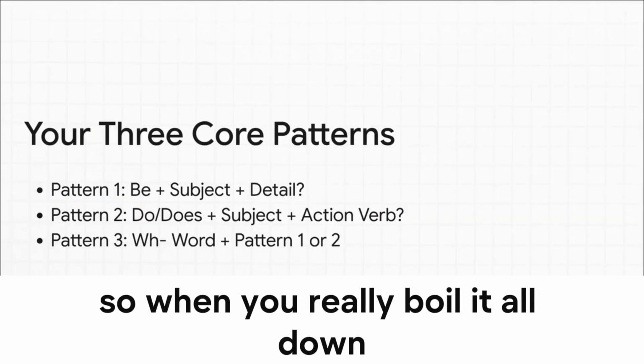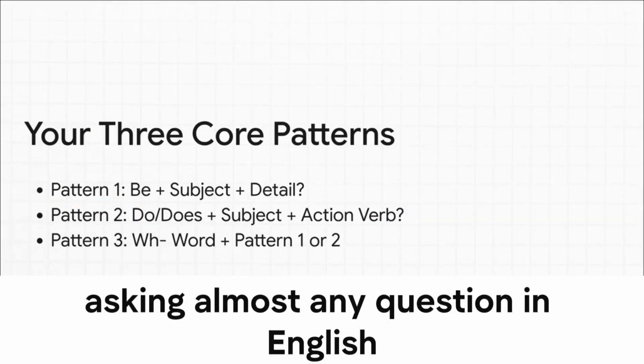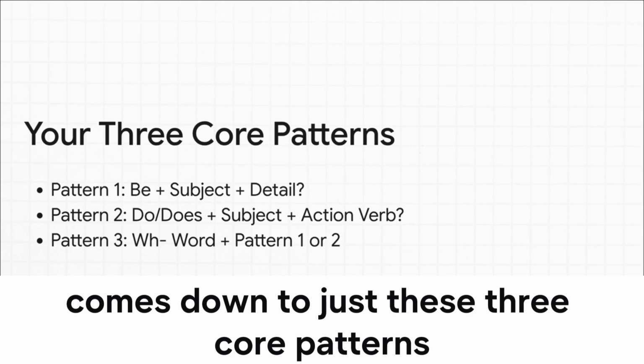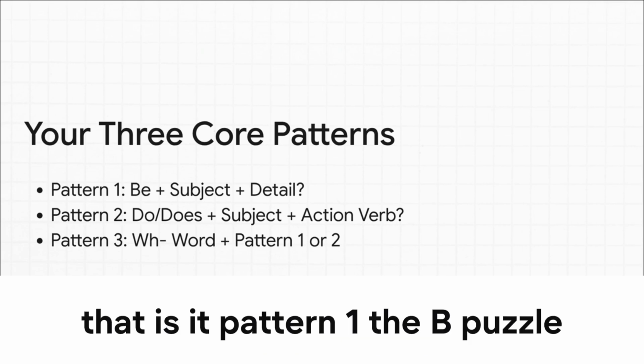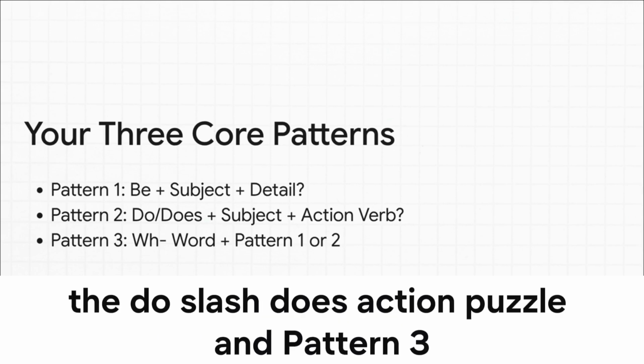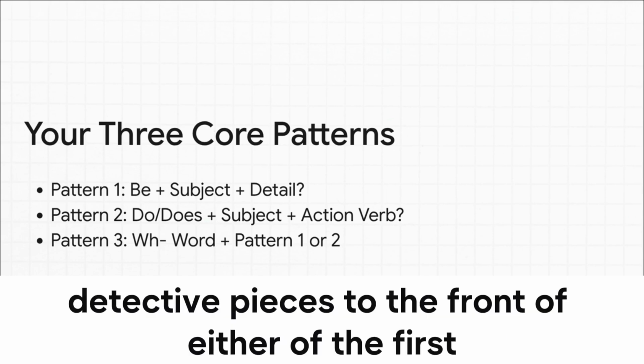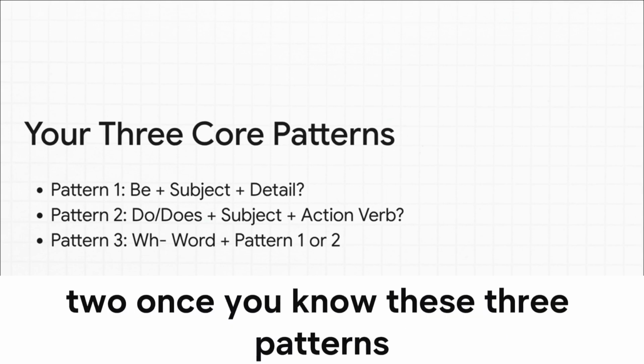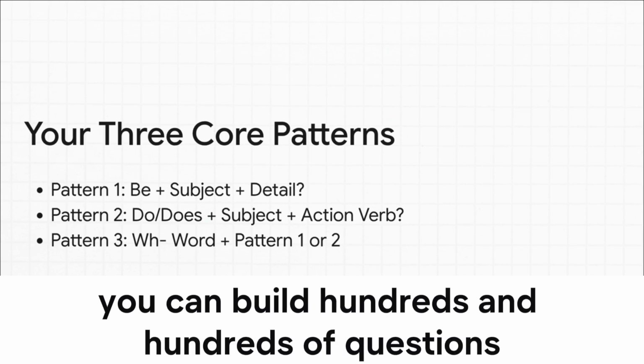So when you really boil it all down, asking almost any question in English comes down to just these 3 core patterns. That is it. Pattern 1, the B puzzle. Pattern 2, the do/does action puzzle. And Pattern 3, just adding one of our WH detective pieces to the front of either of the first two. Once you know these 3 patterns, you can build hundreds and hundreds of questions.